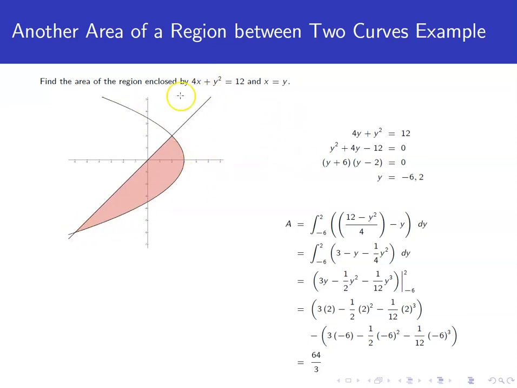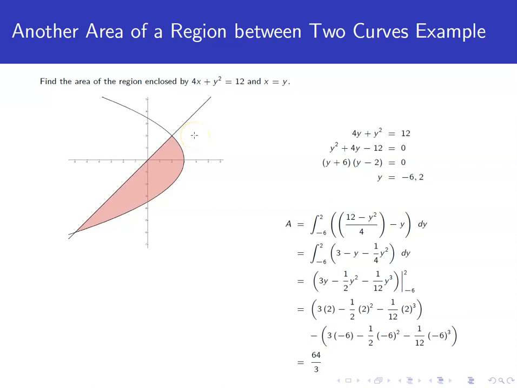You could solve this equation for x, you would get, what, 3 minus 1/4 y squared? So we would have x as a function of y. And notice that our left bounding curve and our right bounding curve would be the same throughout the entire region. So it's going to be easier in this case to integrate with respect to y than it would be to integrate with respect to x.